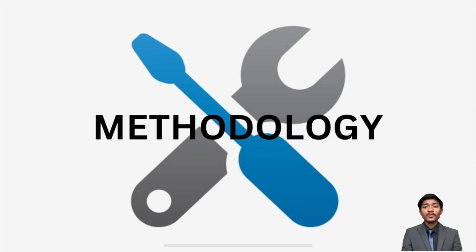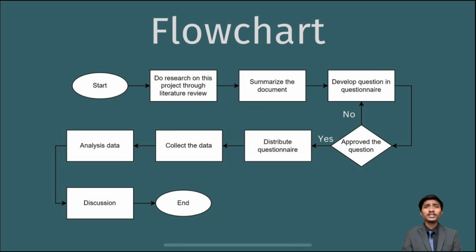Methodology. For the flowchart, first, do research on this project through literature review, then summarize the documents, and then develop questions in the questionnaire. After that, approve the questions. If we approve the questions, we go to distribute the questionnaire, but if the questions are not approved, you go back to developing questions in the questionnaire. After distributing the questionnaire, collect the data, then analyze the data, and last, discussion and end.